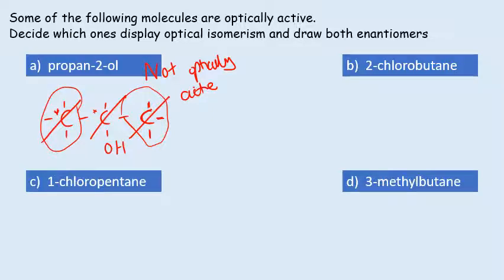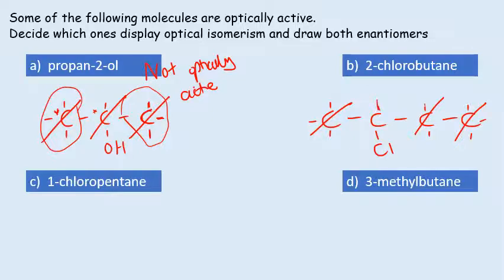Right, B, 2-chlorobutane, 1, 2, 3, 4, 2-chloro, there we go. I'm not going to draw the hydrogens, but I'll draw the bonds. Instantly, it's very easy now to discard these CH3s because they have 3 H's on them, can't be a chiral carbon. Likewise, a CH2 can't be a chiral carbon because it's got 2 hydrogens.